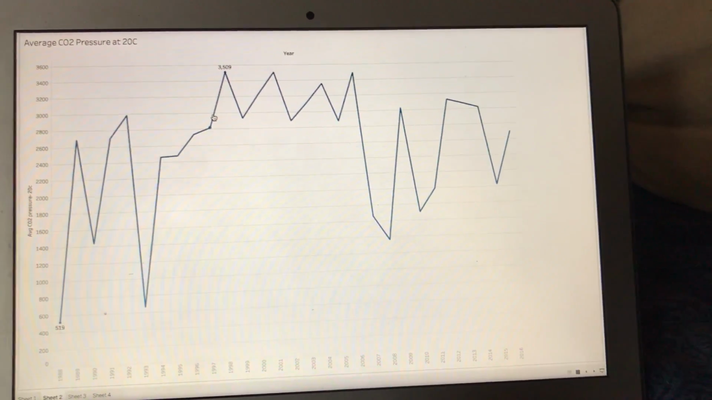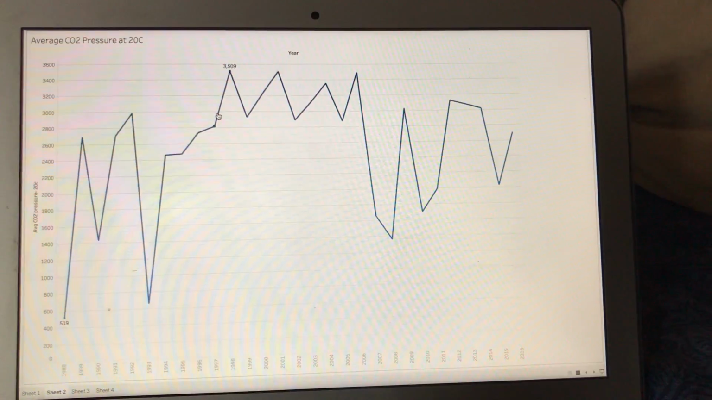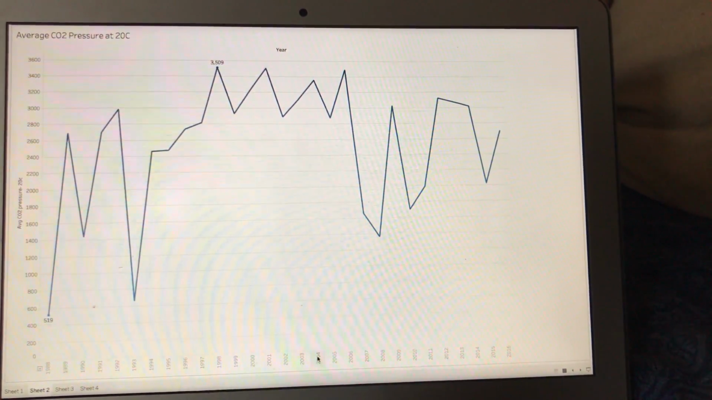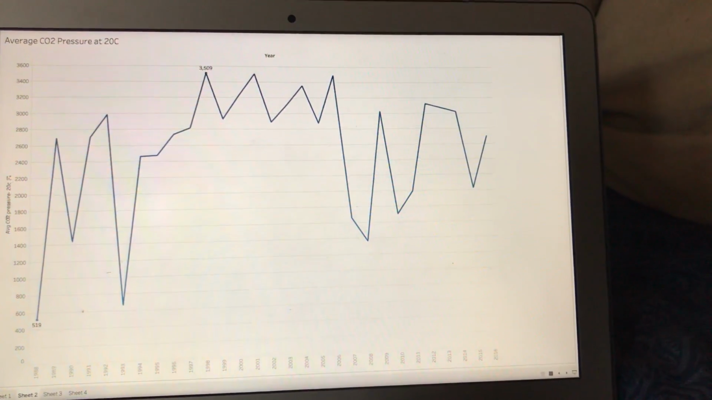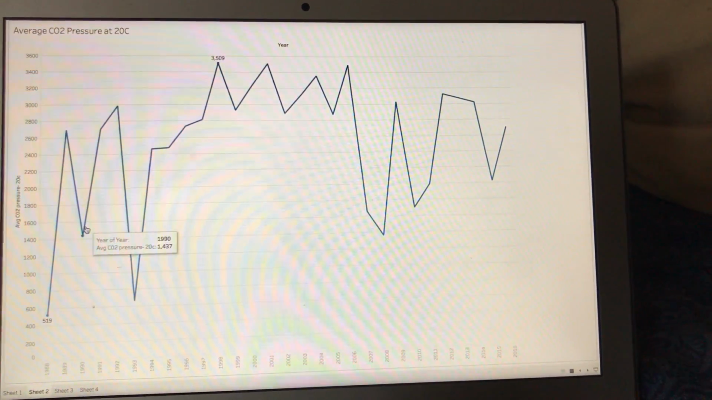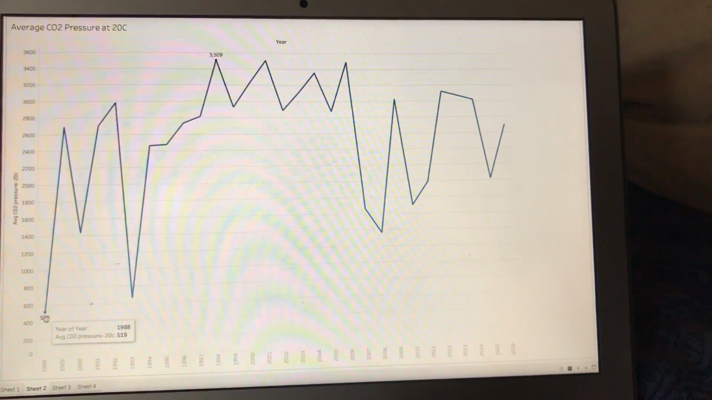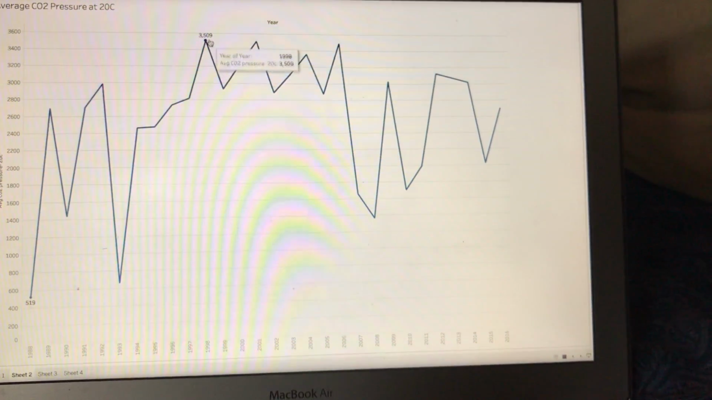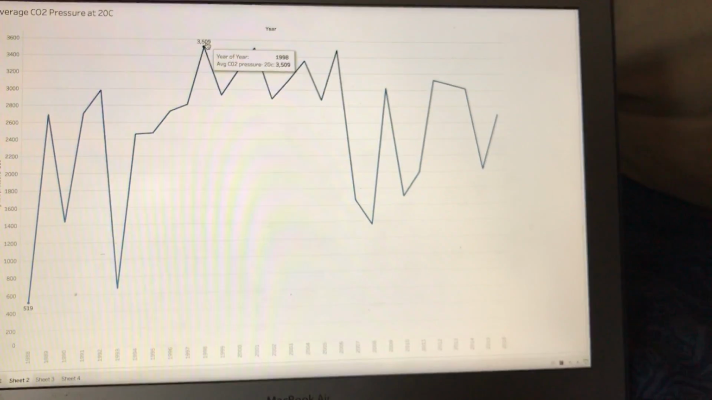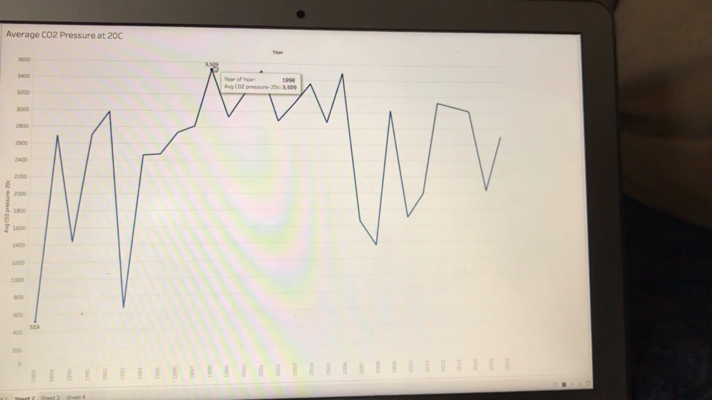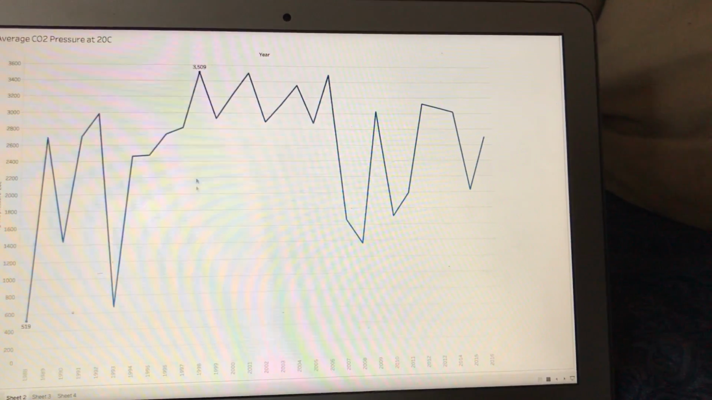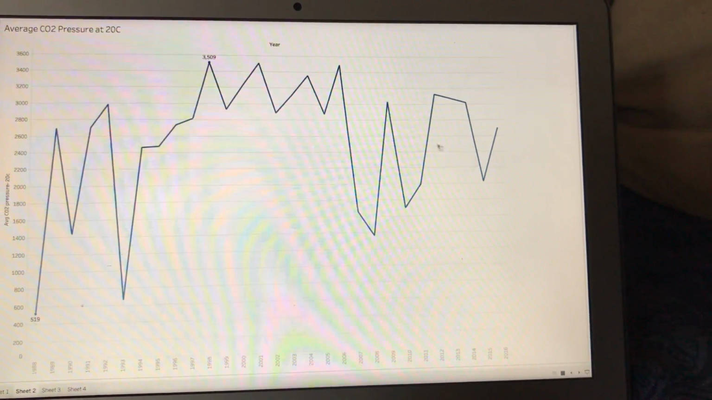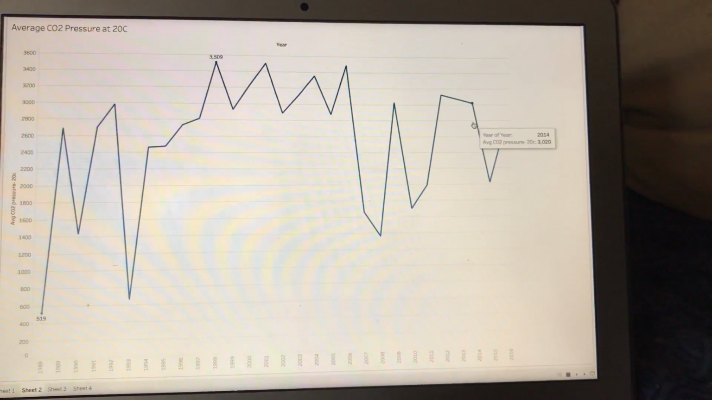For my second graph, I decided to graph average CO2 pressure at 20 degrees Celsius versus the year. So I have the year on my bottom axis and our CO2 pressure on my y-axis. I also chose to include our minimum here, 519 at the year of 1988, but then also our maximum here of 3,509 at the year of 1998. So over the course of this data set, you can see that the average CO2 pressure is rising overall.